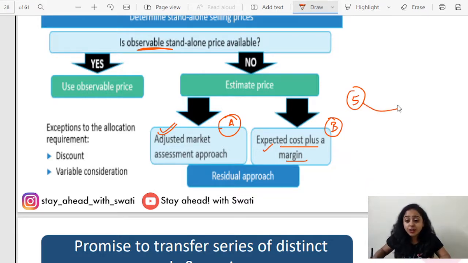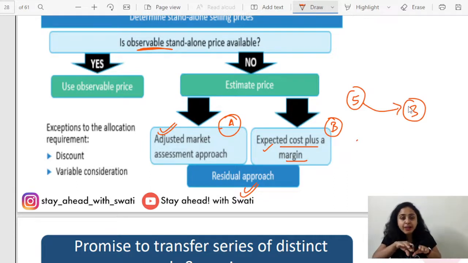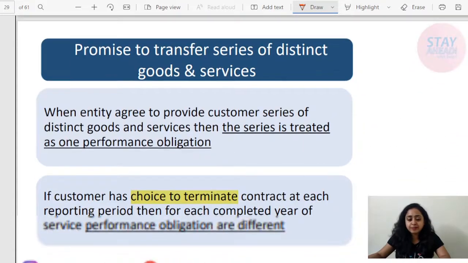But for the remaining 3 products, you need to follow the residual approach. You separate out the remaining transaction price and allocate it on a residual basis to the remaining performance obligations. You will get to know this better when we read the question answers of ICAI, so don't miss that. In case of doubt, please ask me.